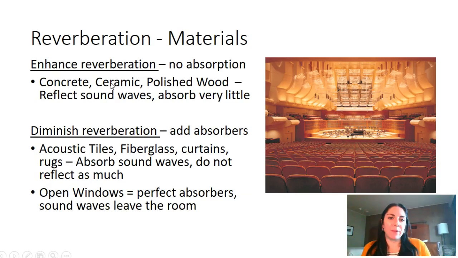So let's talk about reverberation material. What makes better reverberation versus not? To enhance reverberation, you really need to eliminate things that absorb. Things that reflect perfectly, as you might know, are hard objects: concrete, ceramic, polished wood, anything hard and metal. All these things can reflect sound waves. What can diminish reverberation? Well, anything that absorbs. It's the opposite, right?